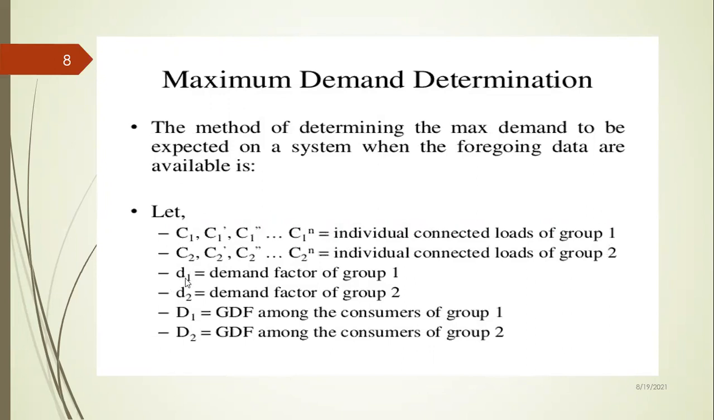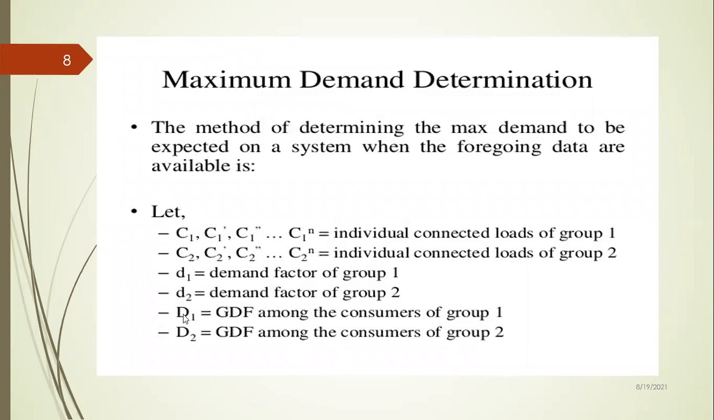Okay, now let D1 be the demand factor of group 1. Okay, what is the demand factor? That is the ratio of maximum demand to the connected load. Okay, and D2 is the demand factor for group 2. What is demand factor? That is the maximum demand divided by the connected load.